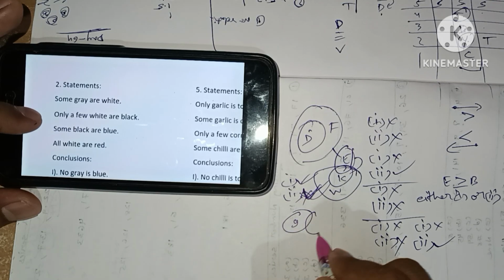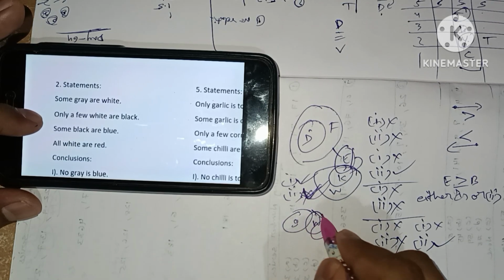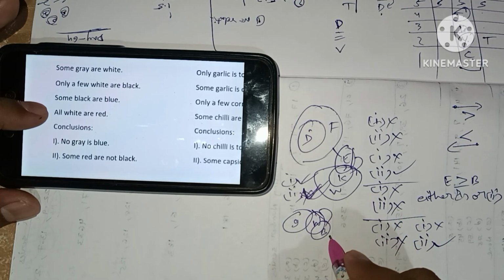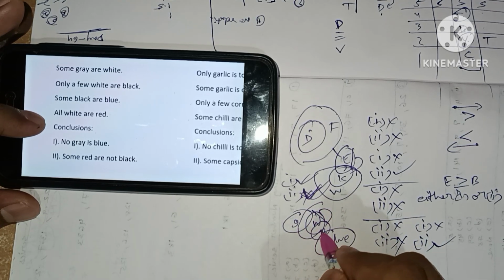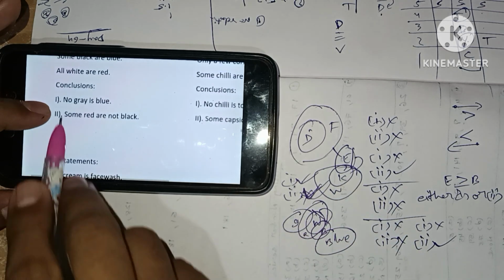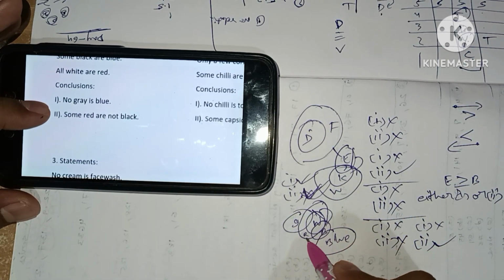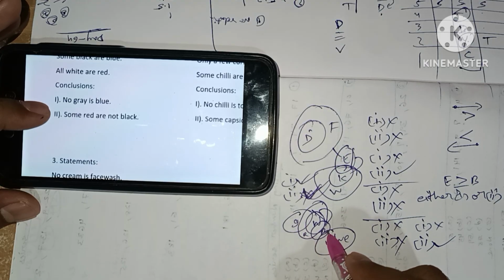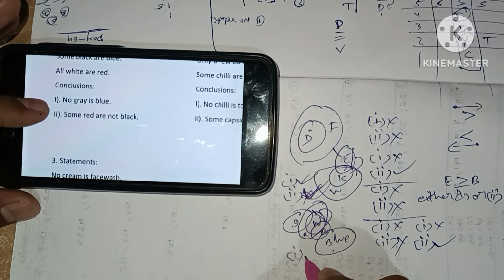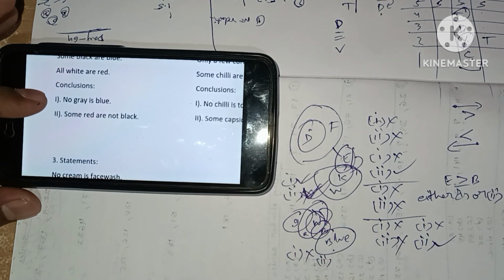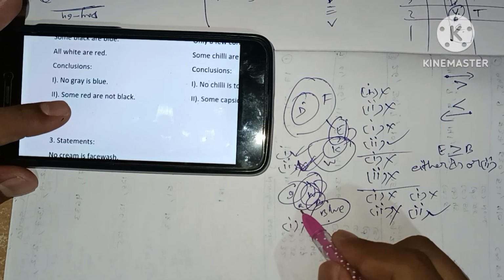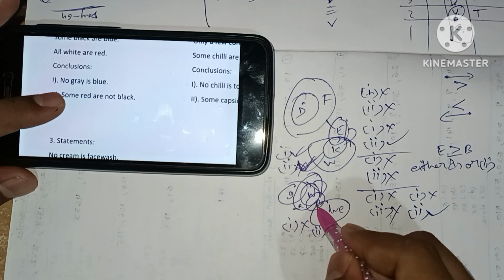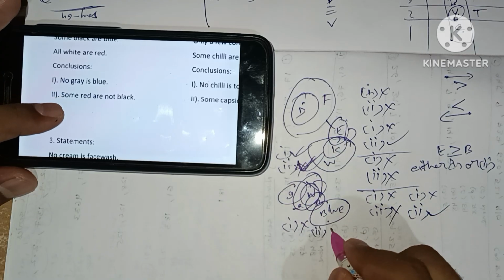Next, second question. Some gray are white. Only a few white are black. Some black are blue. All white are red. Let's see conclusions. No gray is blue means some gray can be blue. Some gray can share with blue. Yes, it is possible. Some gray can share with blue means the no case will fail. First one is false. Second case, some red are not black. We see not, so all red can be black. All red can be placed inside black. It is not possible. All case fails means some not case will be true.